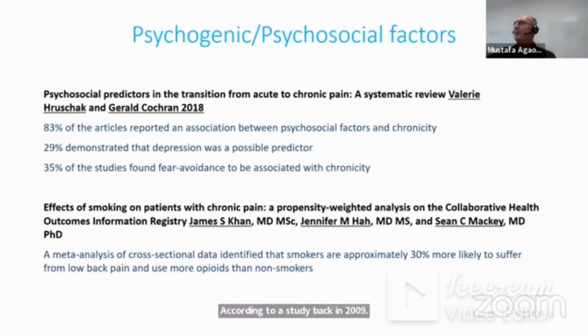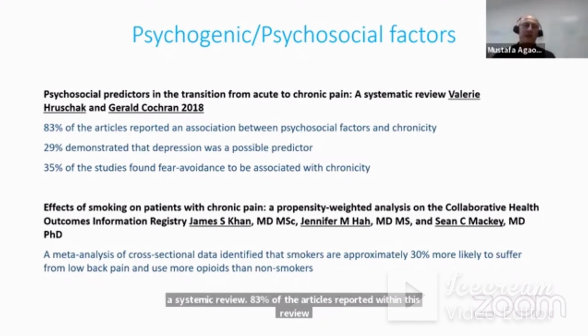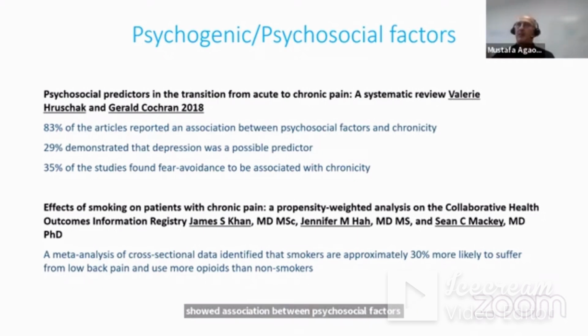Moving on forward, in 2018, a more recent publication, it's a systematic review. 83% of the articles reported within this review showed association between psychosocial factors and acute pain becoming chronic. 29% demonstrated that depression was a possible predictor, and 35% of the studies found fear of avoidance to be associated with chronicity of the pain. Interestingly, there's a meta-analysis of cross-sectional studies that 30% of smokers are likely to suffer more low back pain and are likely to become more addicted to the use of opioids than non-smokers.